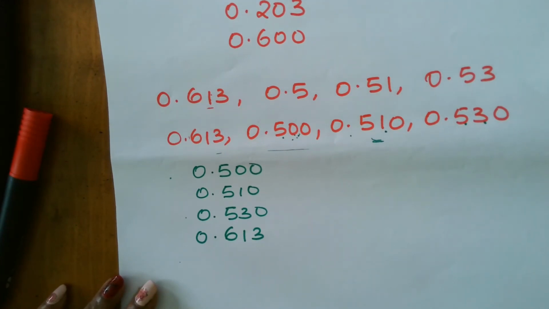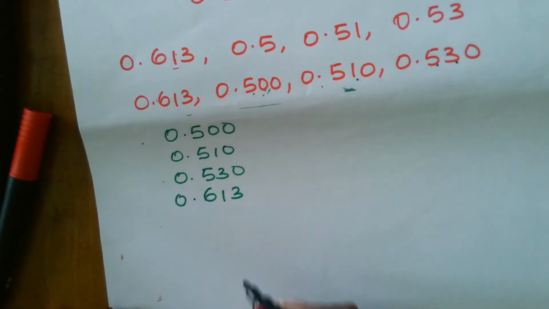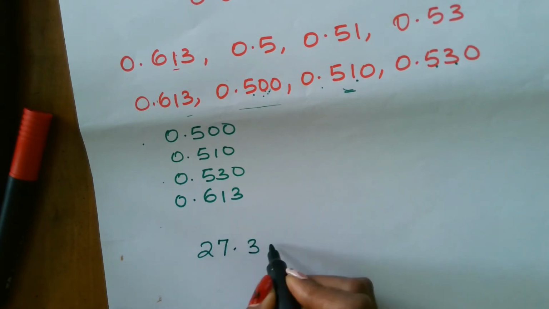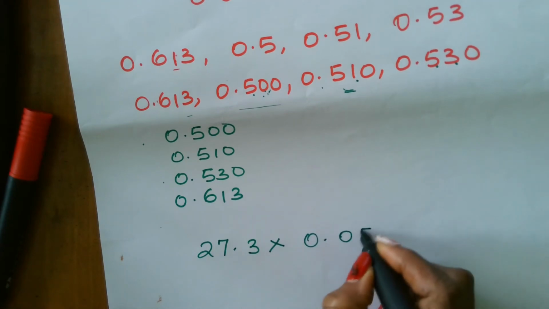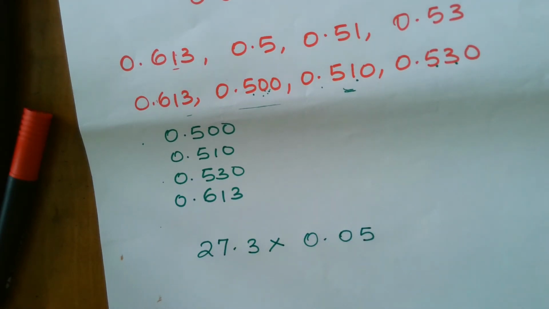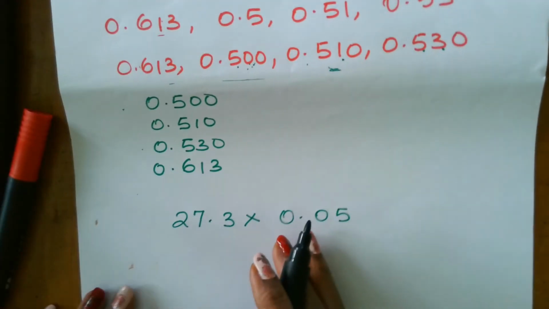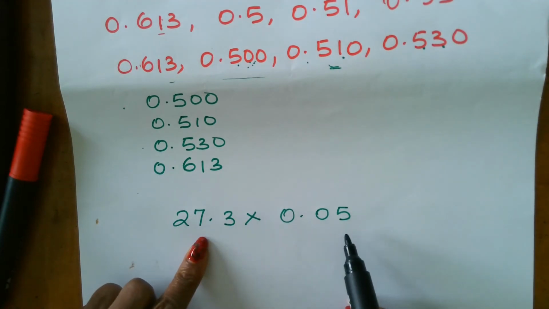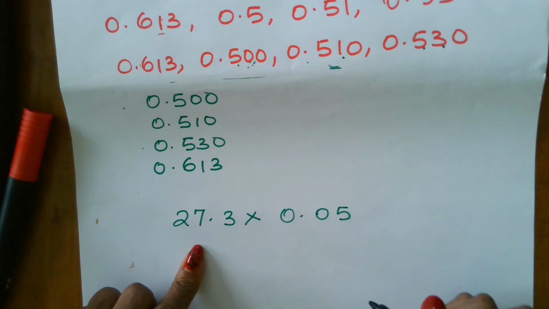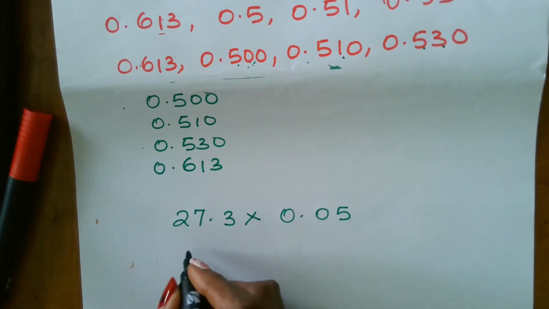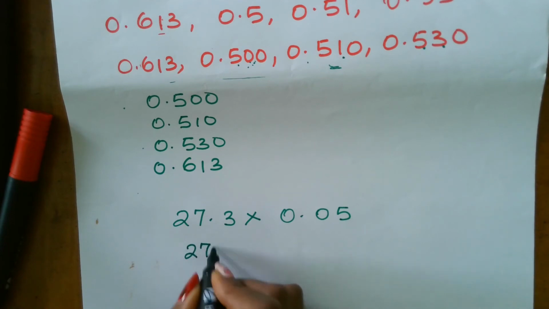The next thing we're going to be looking at will be multiplying and dividing decimals. So if we multiply decimals, for example, we have 27.3 multiplied by 0.05. The first step to doing this will be to ignore the decimals. So we count the number of decimal places in the question, and then we put that number of decimal places in the answer once we've worked it out.